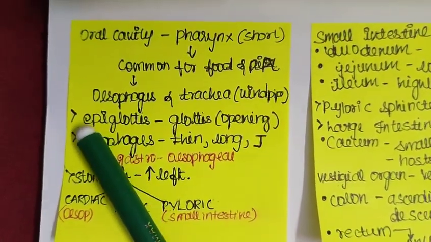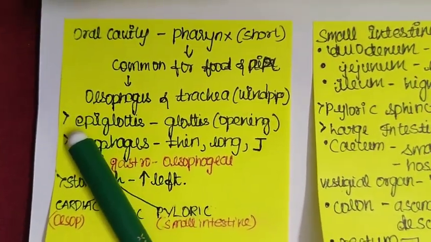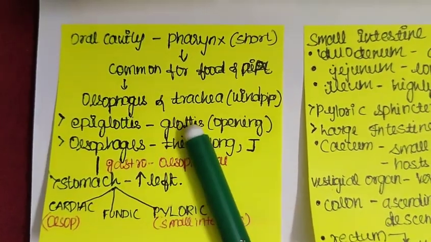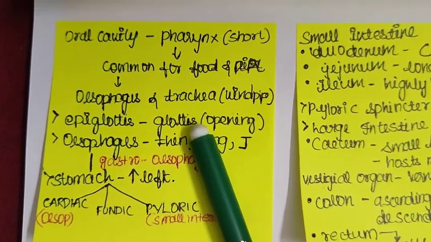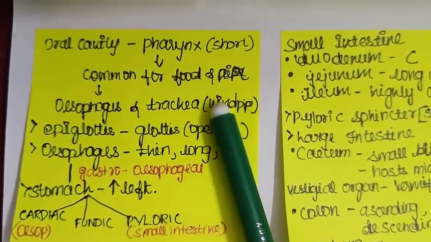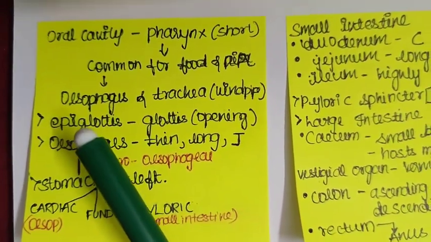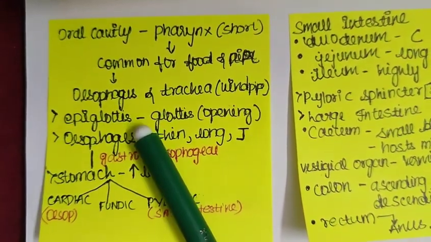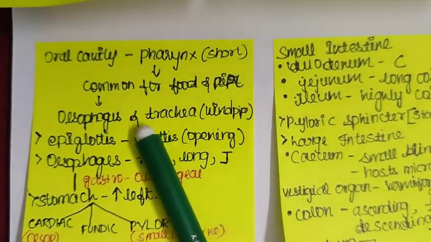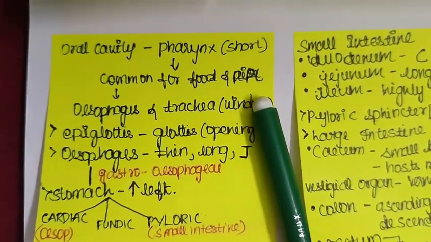So coming to the epiglottis. Epiglottis is like a plate-like structure which prevents the entry of food into the glottis. Now what is the glottis? Glottis is the opening of the windpipe, which is the trachea. I will explain again. Epiglottis is a cartilaginous flap which will prevent the entry of food into the glottis. Glottis is the opening of the windpipe, that is the trachea.